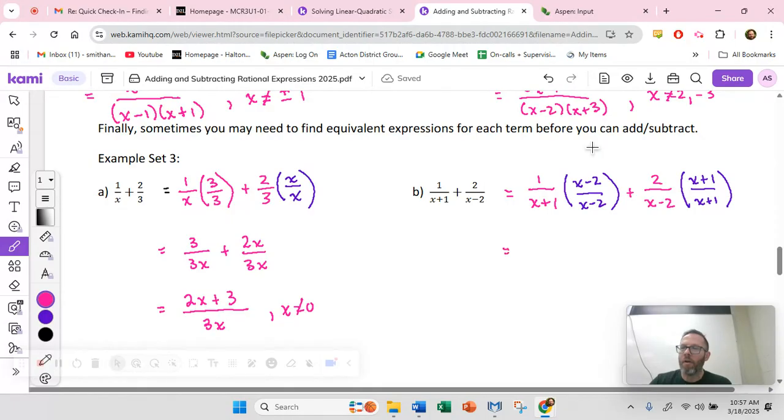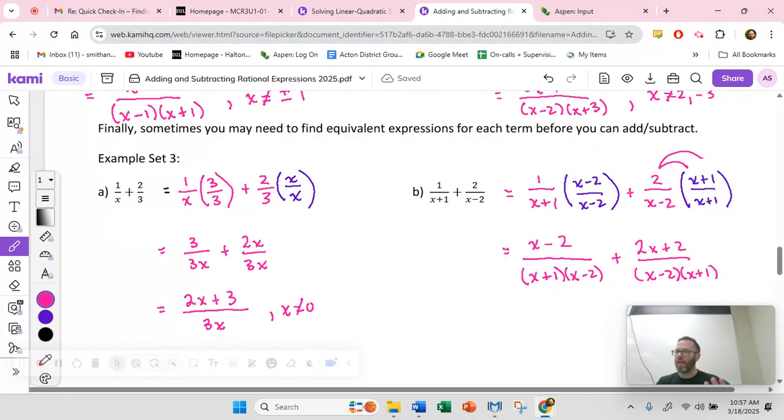So what do we have here? We have 1 times x minus 2 on top. On the bottom, we just have x plus 1 times x minus 2. This is a great talking point. There's no need to expand the bottom here. It's just fine as it is factored. No need to expand the bottom. On the top, what do we get? 2 times x and 2 times 1. So we get 2x plus 2 over x minus 2 times x plus 1.